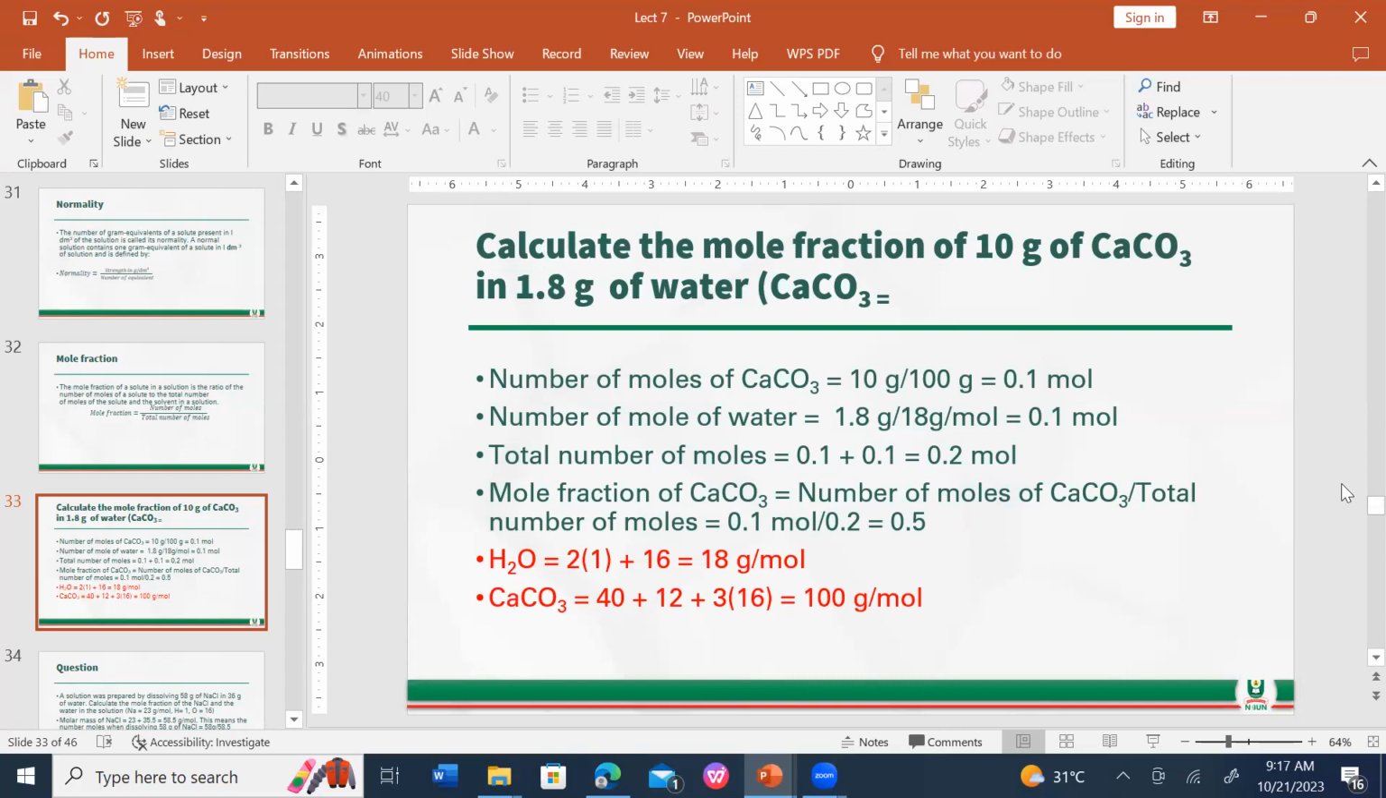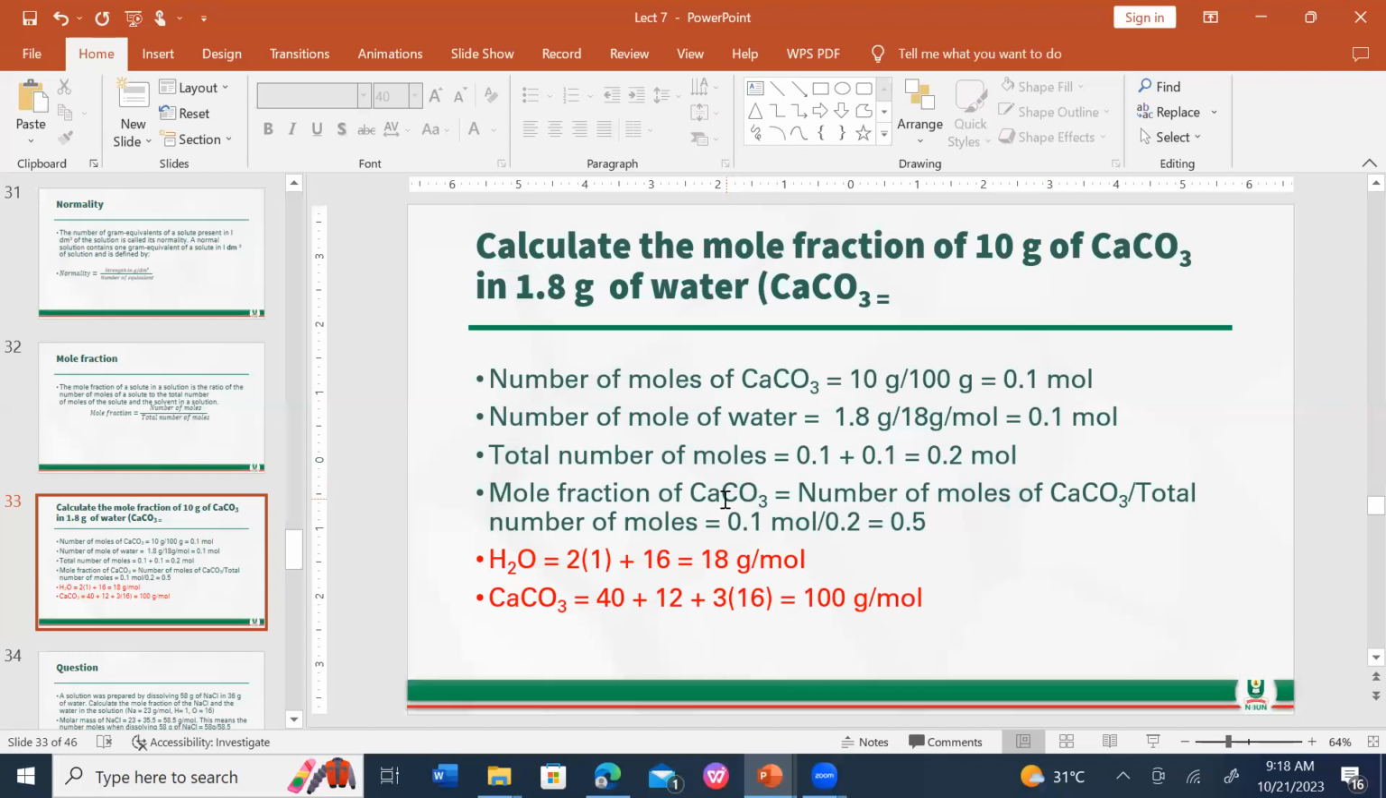The number of moles of water will be the mass of the water divided by the molar mass. That is 1.8 divided by 18 grams, which is equal to 0.1 mole. So the total number of moles is 0.1 for calcium carbonate and 0.1 for water, that is 0.2.